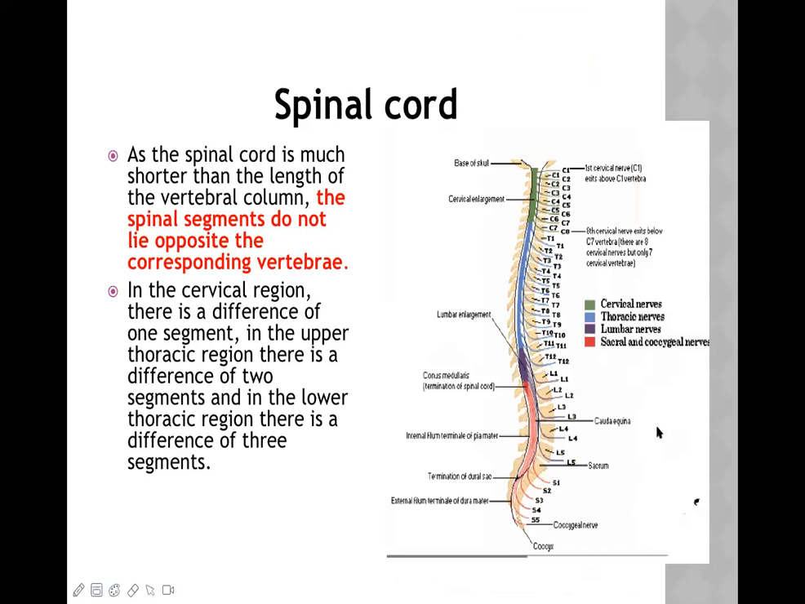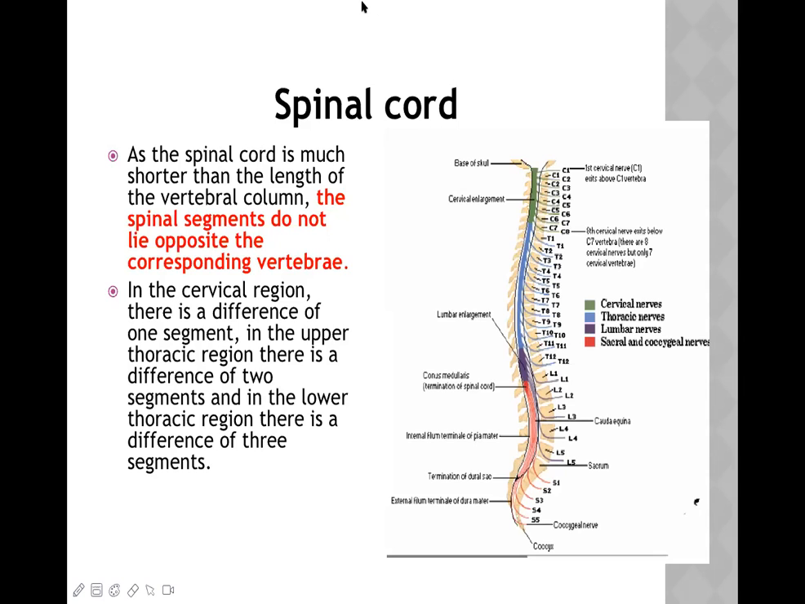Now, one of the very important concepts before we go for the break, please pay attention here. This is a very important point. As the spinal cord is much shorter than the length of the vertebral column, the spinal segments do not lie opposite the corresponding vertebra. So let me repeat the same thing again. Spinal cord ends at L1 vertebra. So the spinal segments do not lie opposite the corresponding vertebra, especially when we go to the distal region of the cord.